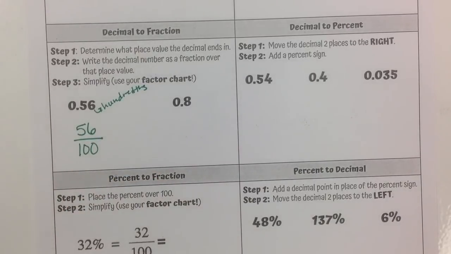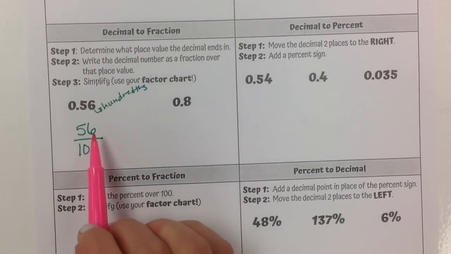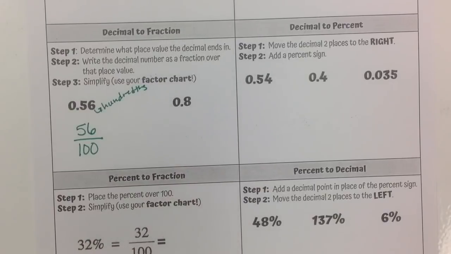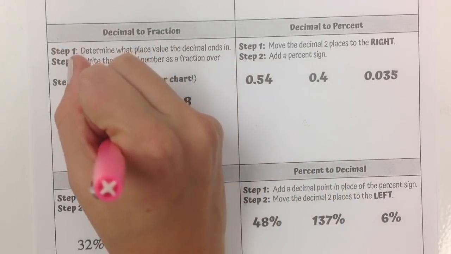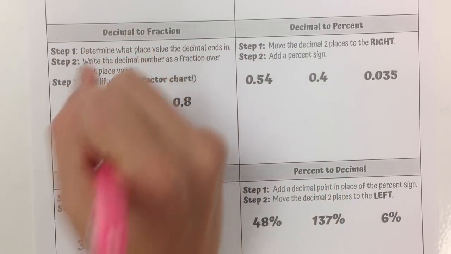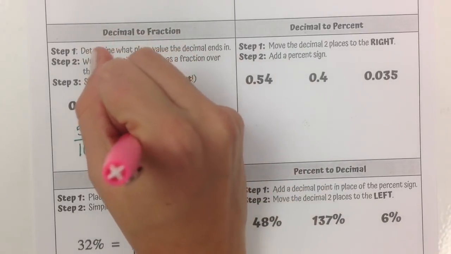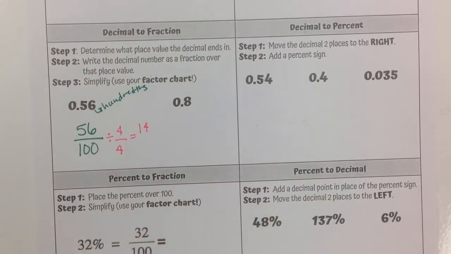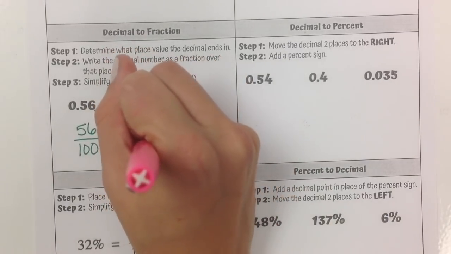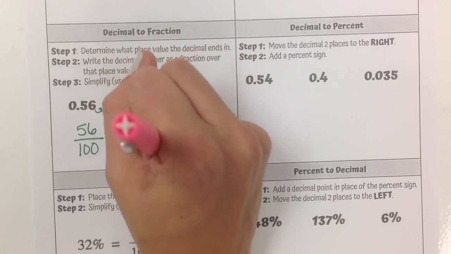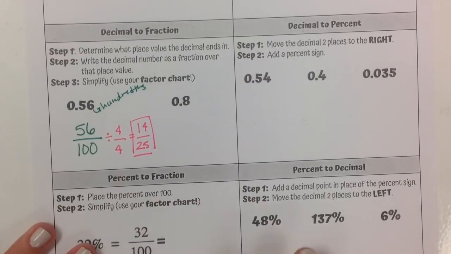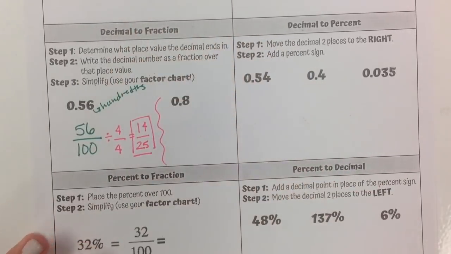Then the last step is we simplify using our factor chart. So I'm going to look at 56 and 100 and find their GCF. They both divide by 4. 56 divided by 4 is 14. 100 divided by 4 is 25. So our simplified fraction is 14/25.